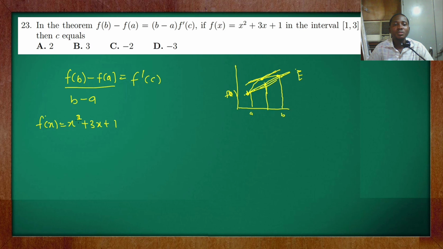If f of x equals x squared plus 3x plus 1, that means the derivative of f of x would be 2x plus 3.